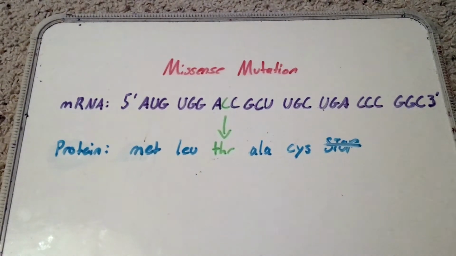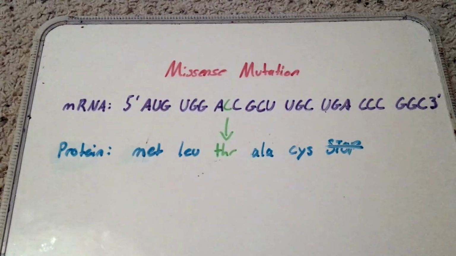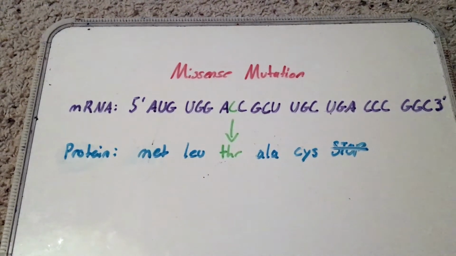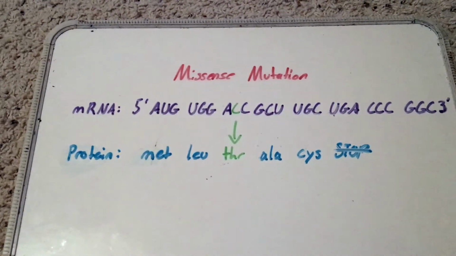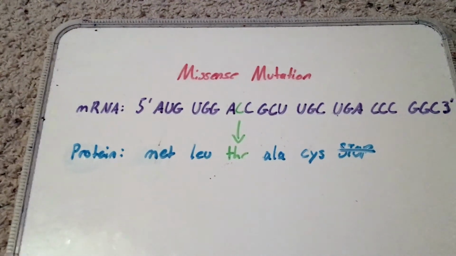The first is a missense mutation, which causes one amino acid in the sequence to change due to a change in the codon. This may or may not cause a change in the protein's function, depending on how similar the two amino acids are. In this example, the A is changed into a C, which encodes for threonine instead of asparagine. This is an example of transversion.